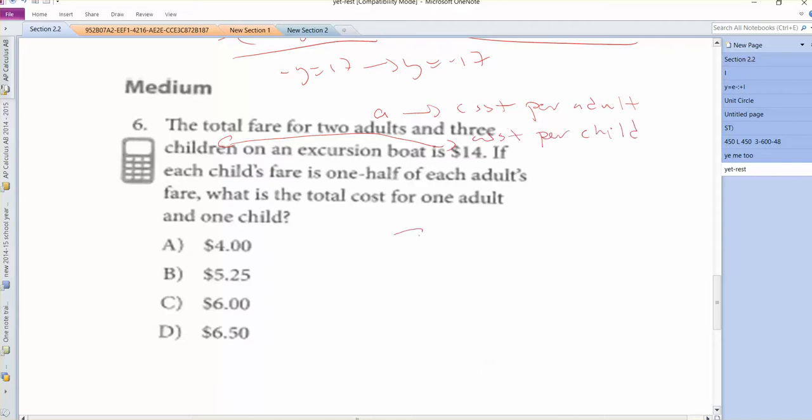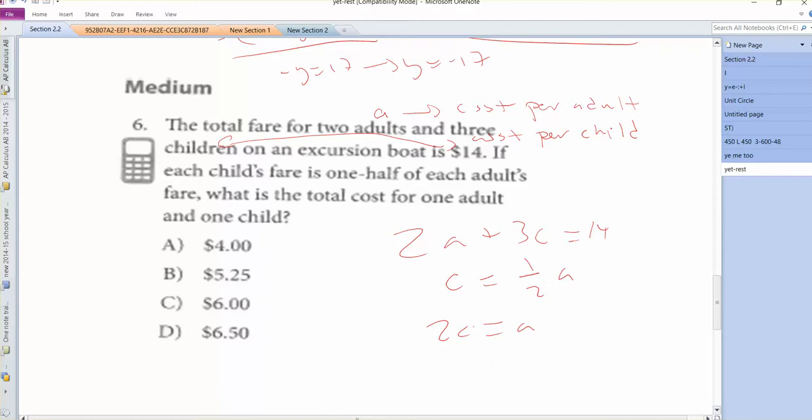So hopefully you can see that the first equation would be 2A plus 3C equals 14, as you're told, 2 adults, 3 children, 14 bucks. Also, you're told that a child's fare is half an adult's fare. So C equals half A, or A equals 2C if you like to get rid of fractions.